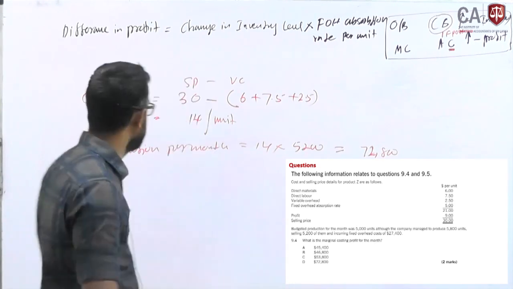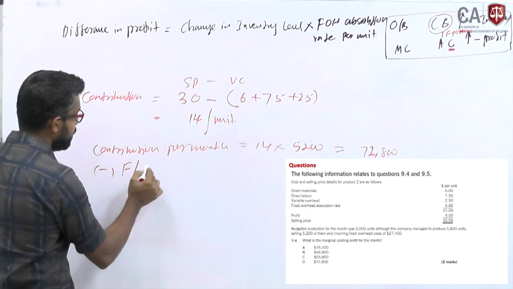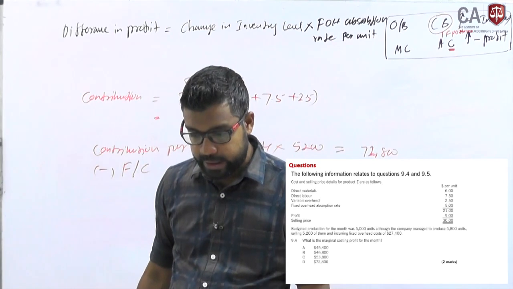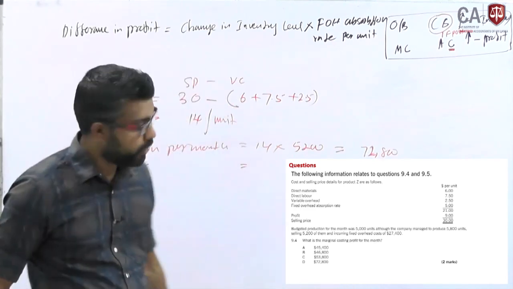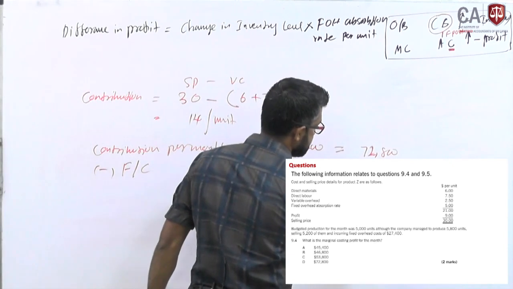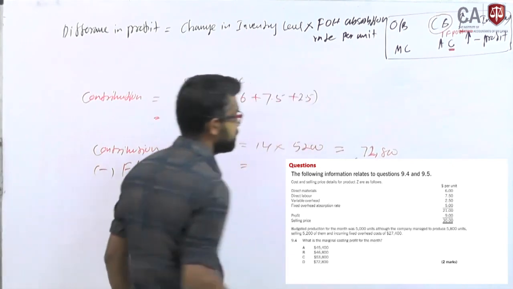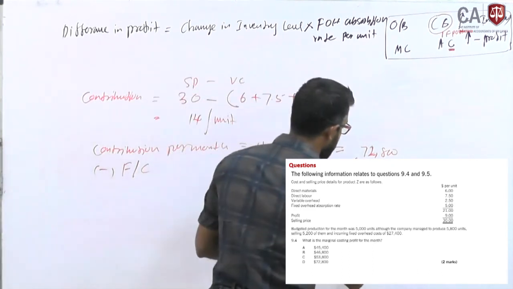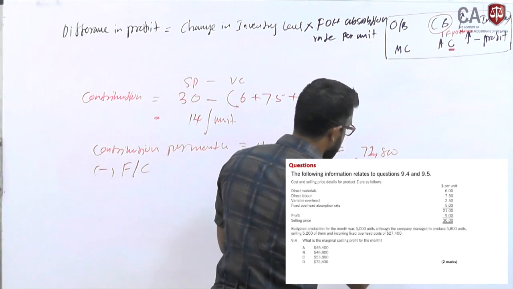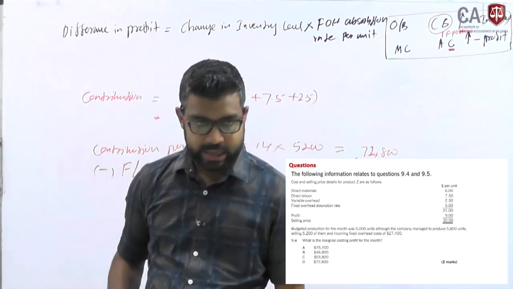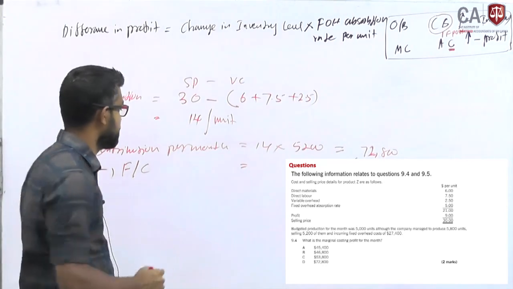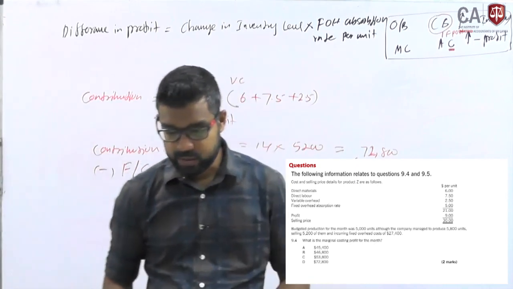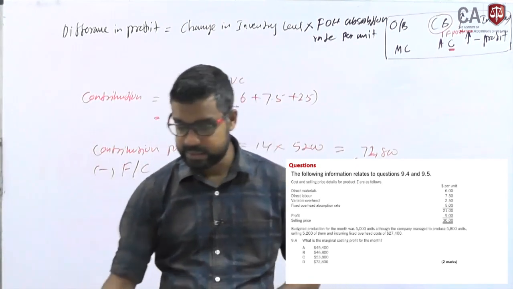Then deduct fixed cost from contribution. Fixed cost you consider as a periodic cost in marginal costing. How much? 27,400 they have incurred. 72,800 minus 27,400 is 45,400. 45,400 is the profit according to marginal costing. These are very simple questions. 45,400 is reflected in answer A. The correct answer is what then? A.